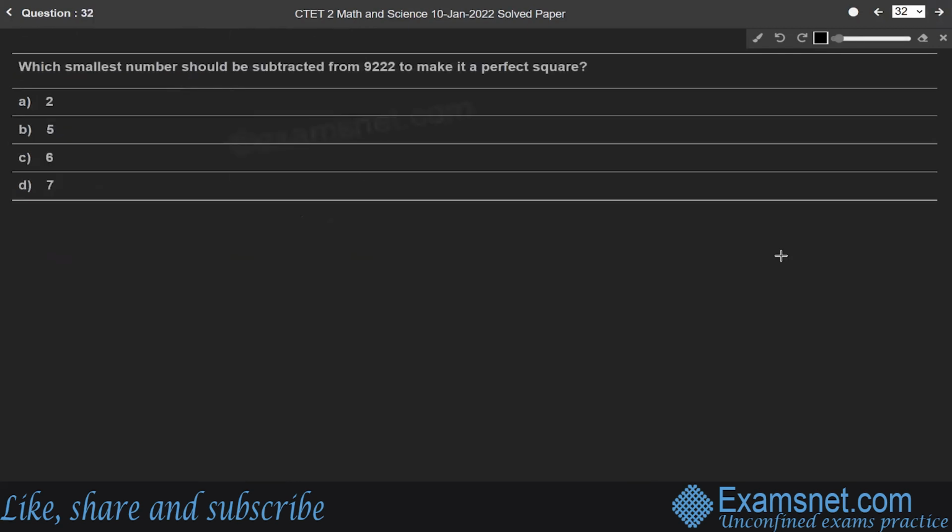So question 32. Which smallest number should be subtracted from 9222 to make it a perfect square? So let us find the square root of the given number 9222 by division method. So here, make the number into two groups, 92 and 22. So here 9 into 9, which is 81. So 11 is the remainder. So add 9, which is 18. So check with 6. 186 into 6.